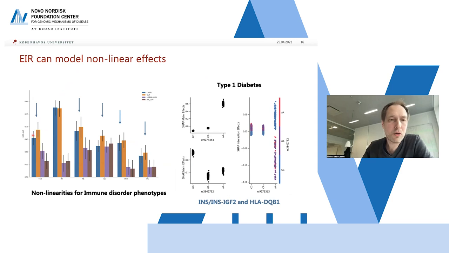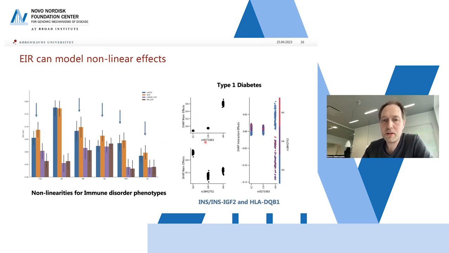And here again, the blue is the linear model and the orange is the nonlinear GLN model. And we see here that for many of these immune disorders, the GLN had an improvement compared to the linear models. And this is really because what we are finding here is these nonlinear effects and also interactions. I'll try to briefly show an example from type 1 diabetes.